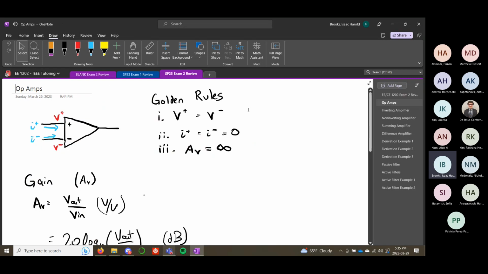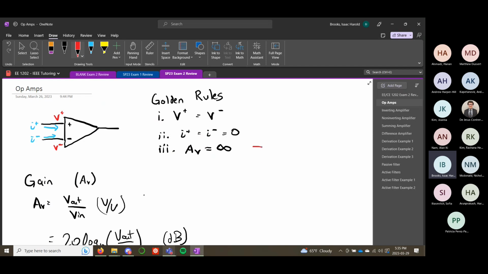But to start off, op amps. Op amps, of course, are these little guys, the triangles. These op amp circuits have 3 golden rules. You have these input voltages, the V plus and the V minus. Those are always going to be equal for these circuits. We know that the current going into those inputs, I plus and I minus, is going to be 0.